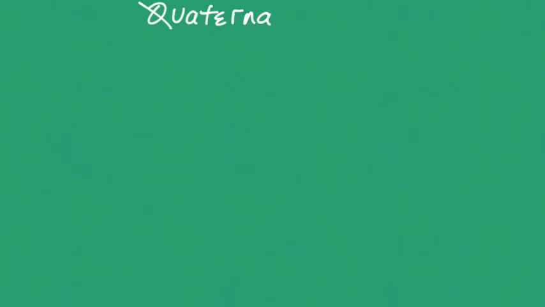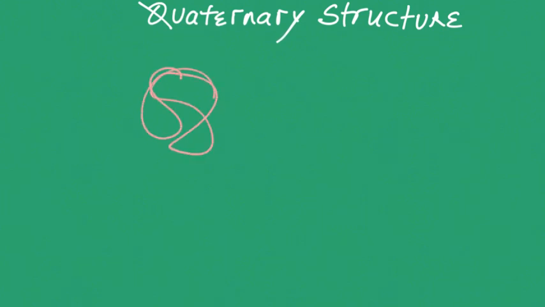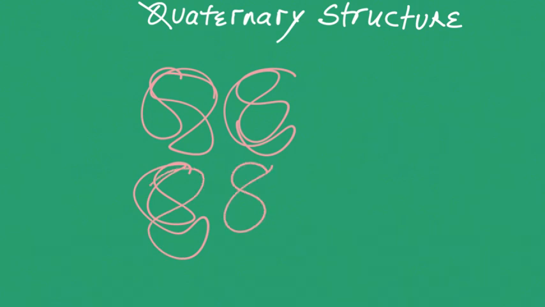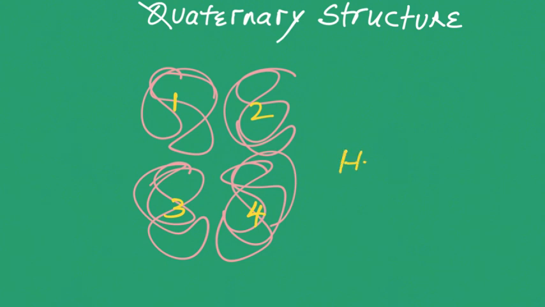So far, we have looked at primary, secondary, and tertiary structures. Now we look at the quaternary structure, which is basically two or more polypeptide chains connected to each other by weak bonds. So here we have four polypeptide chains, and these are connected by H bonds and R interactions. A very good example of the quaternary structure.